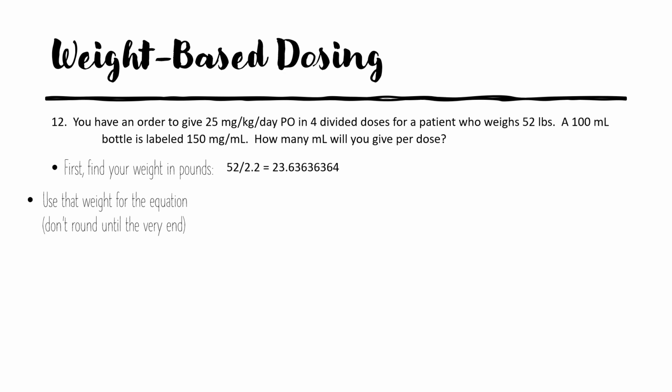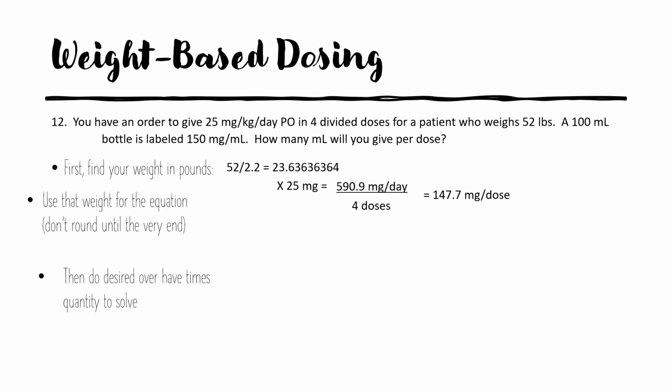Now I want to multiply by 25, so 25 milligrams times my kilograms. So I get 590.9 milligrams per day. Next, I need to divide that by 4 doses. That gives me 147.7 milligrams per dose. I know that we're not in the habit of labeling until the very end, but I always say to label all the way through. That way you don't get confused as to what exactly you're looking at.